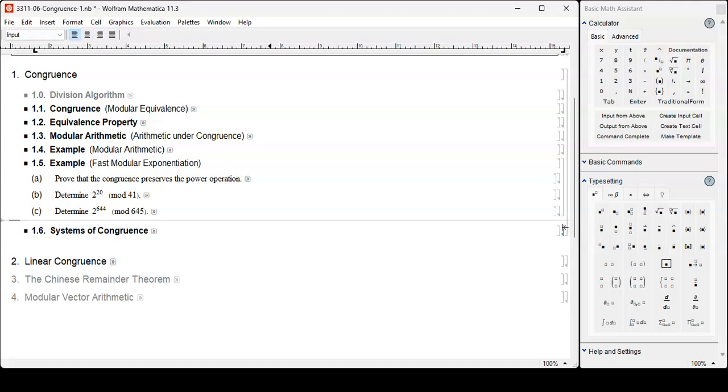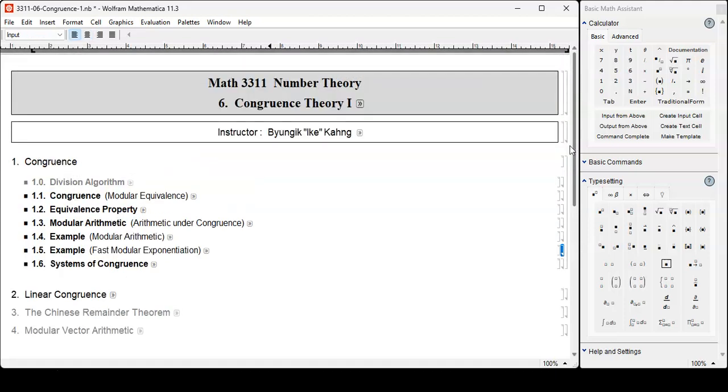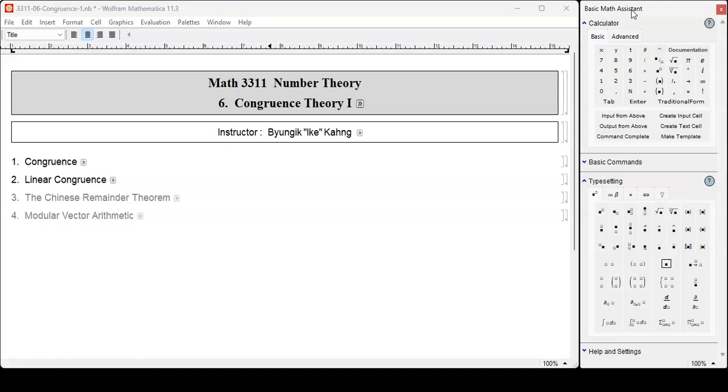How do you do it then? Well, that's something we are going to discuss in the next video. For now, let's be content with the first example problem.